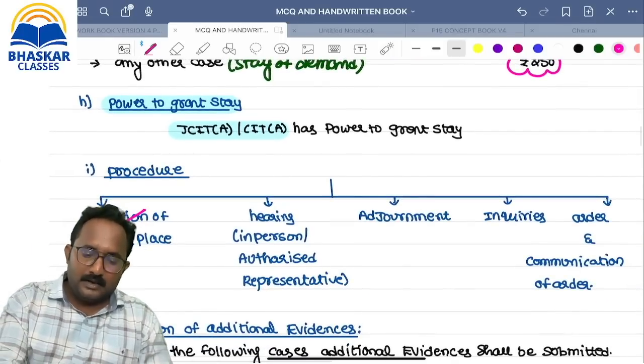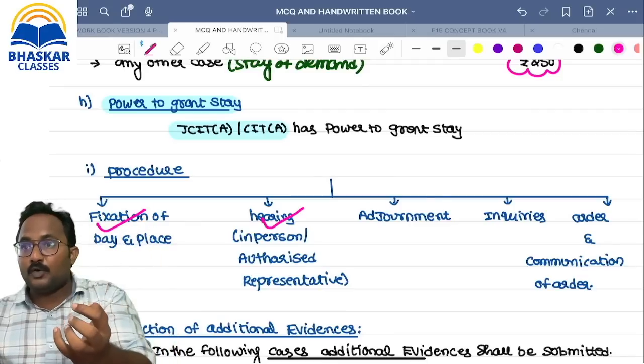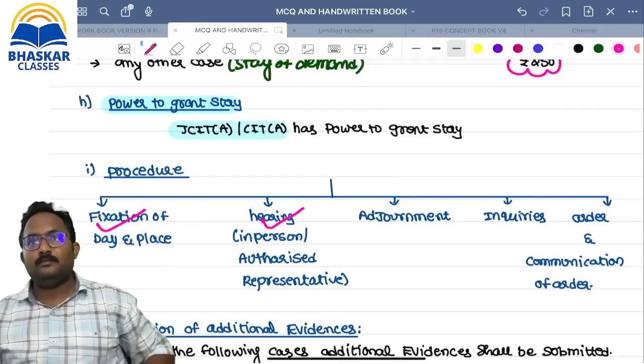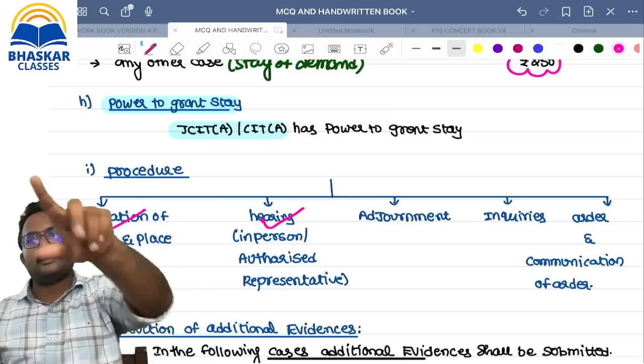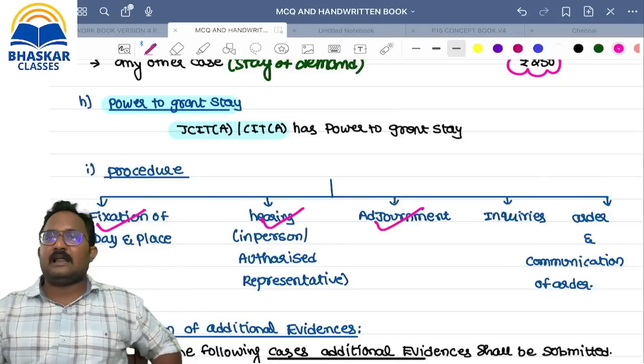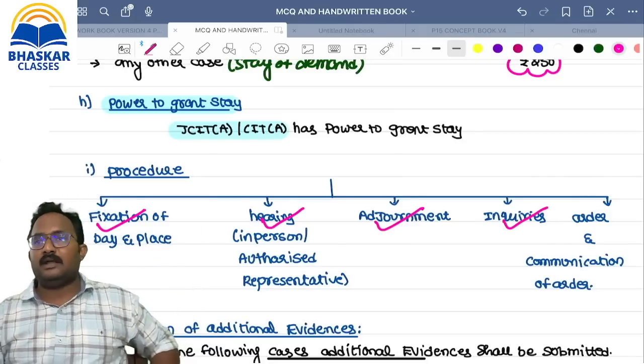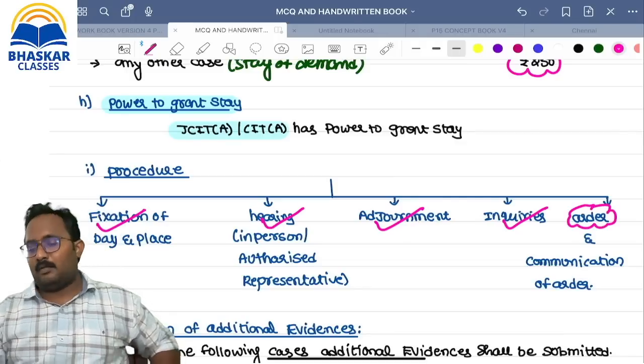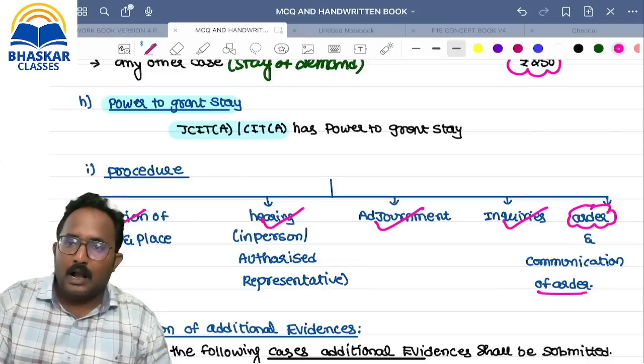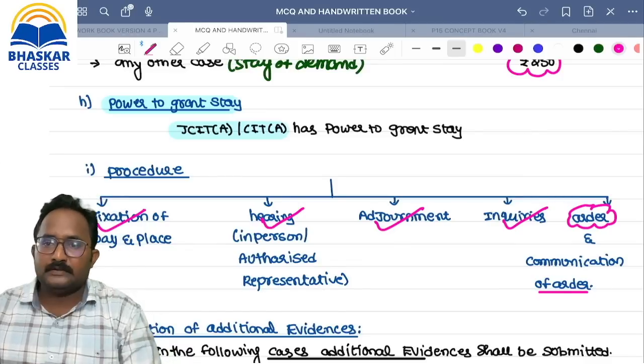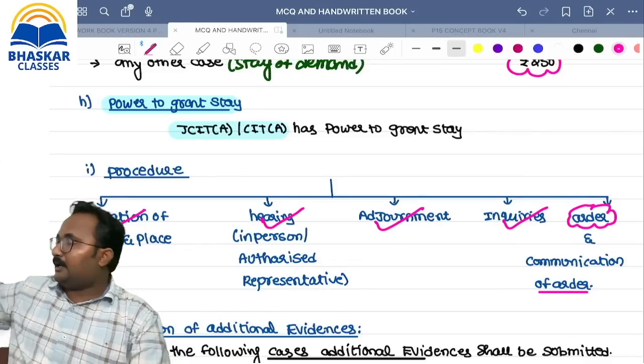Fixation of place. Hearing: yes, you can go. On behalf of you, your authorized representative also can go. On behalf of your client, you also can go. Next one, ma, in some cases it can be adjourned. After doing those inquiries, they can pass the order. This order can be communicated to whom? Applicants. This order can be communicated to the applicant.